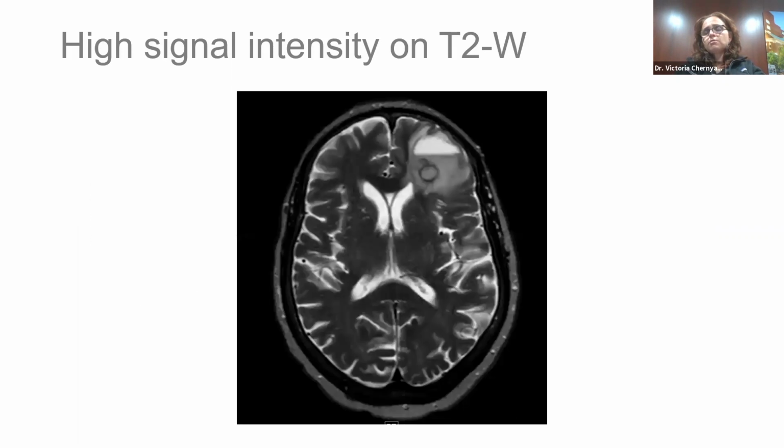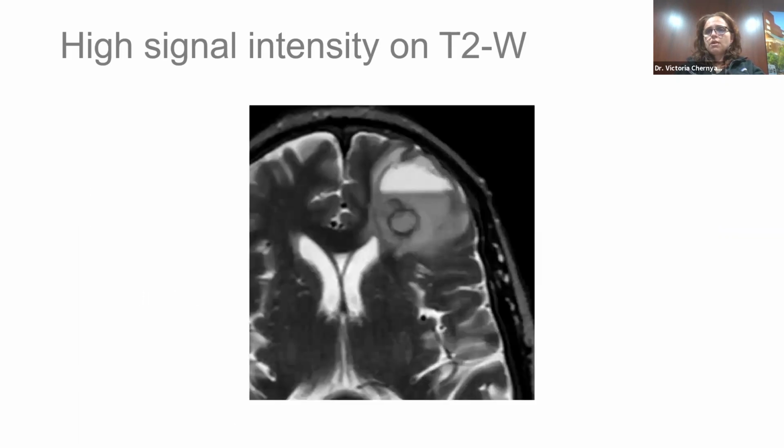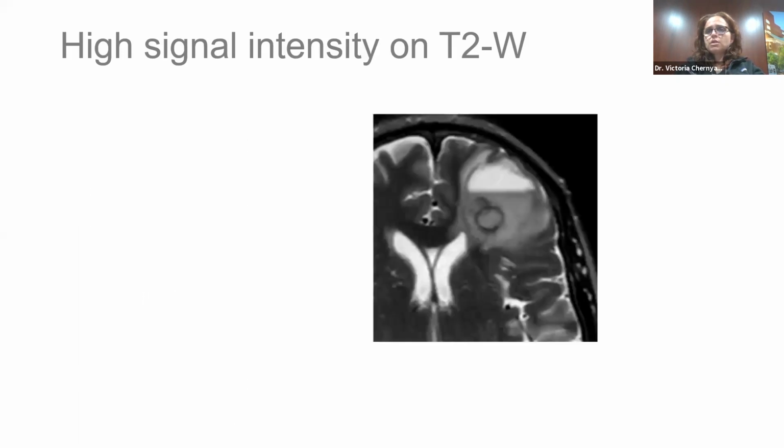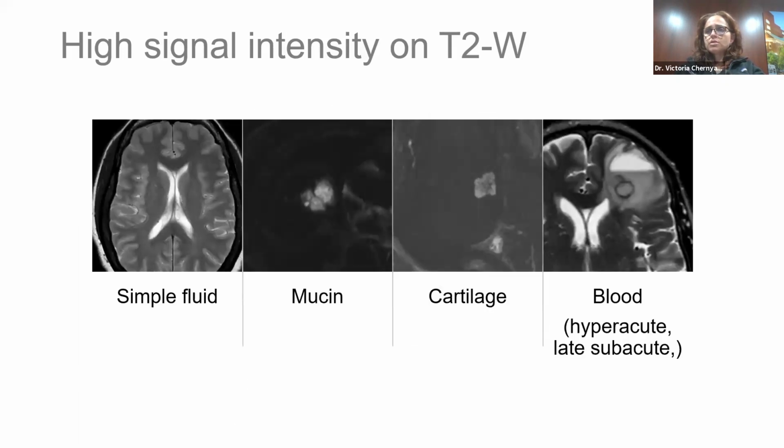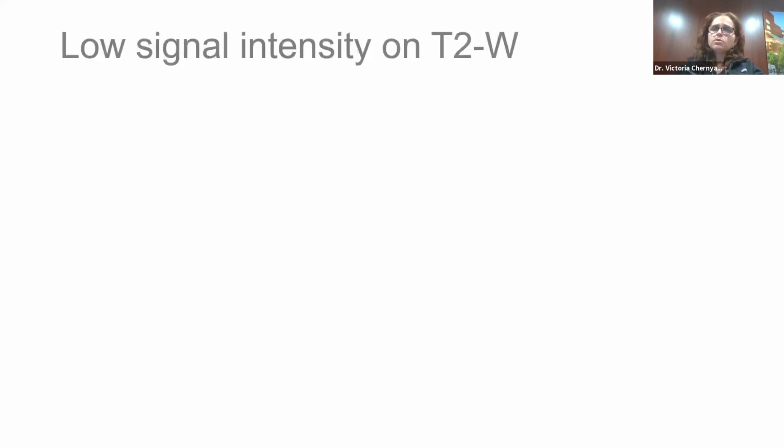And another thing that can be very bright on T2 is hemorrhage, as you can see in this patient. And this is certain stages of blood, specifically hyperacute blood and late subacute blood, will give you high signal intensity on T2 weighted sequences. But low signal intensity.